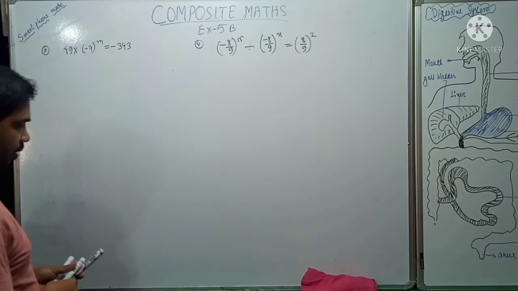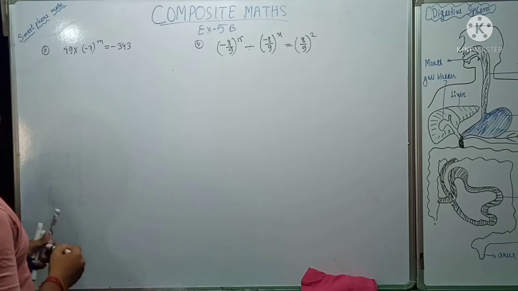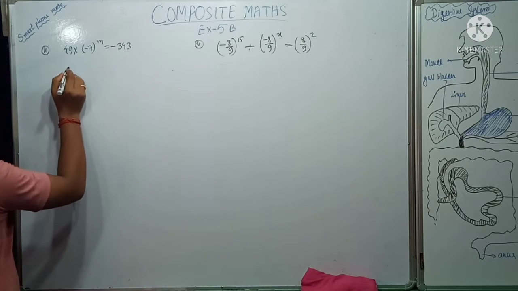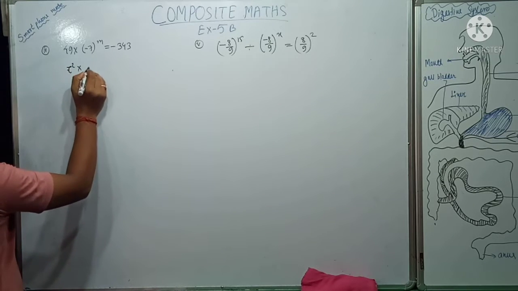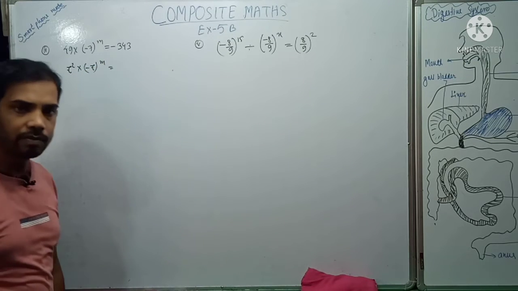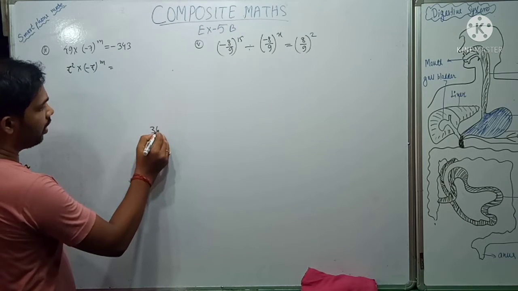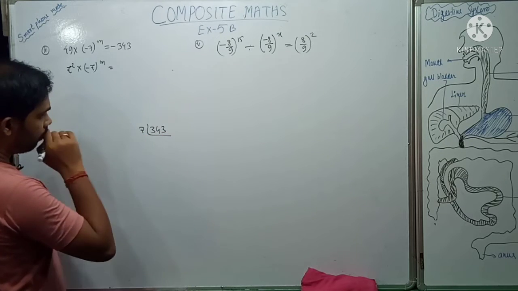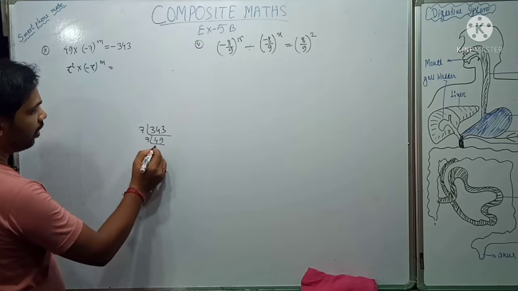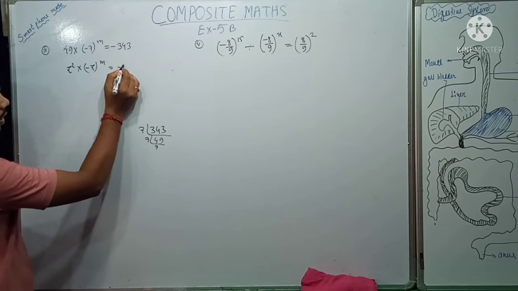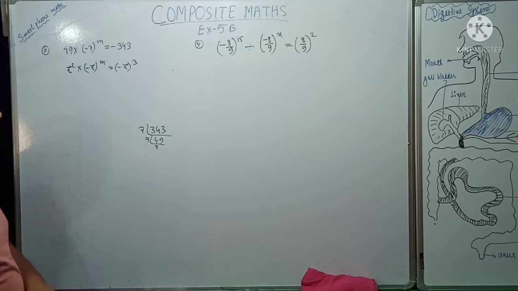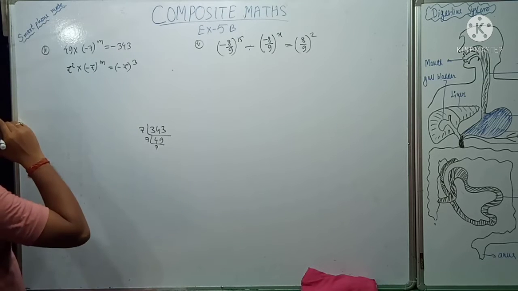Now we are going to do questions number 4 and 5. What is given, you see? 49 you can write as 7 square, into minus 7 whole power m. And this one, can you express it as a power of 7? Yes, let's see. It is 343, so divide it by 7. 7 4s are 28, 6 remaining, 63, 7 9s are 63, and 7 7s are 49. Yes, you can write it as minus 7 whole power 3. So we have written it.